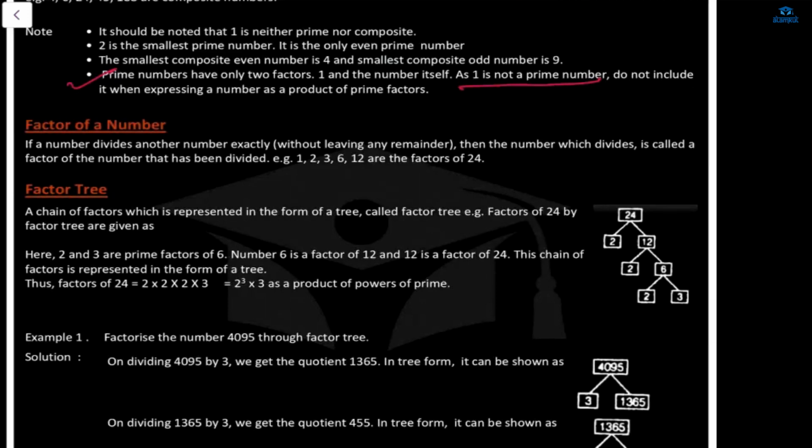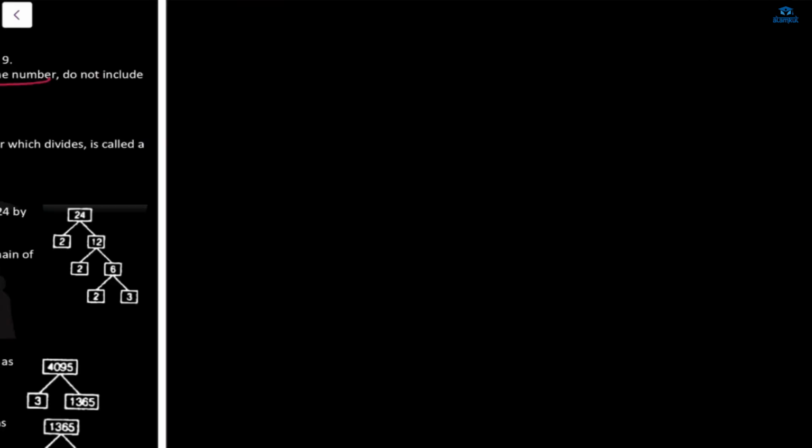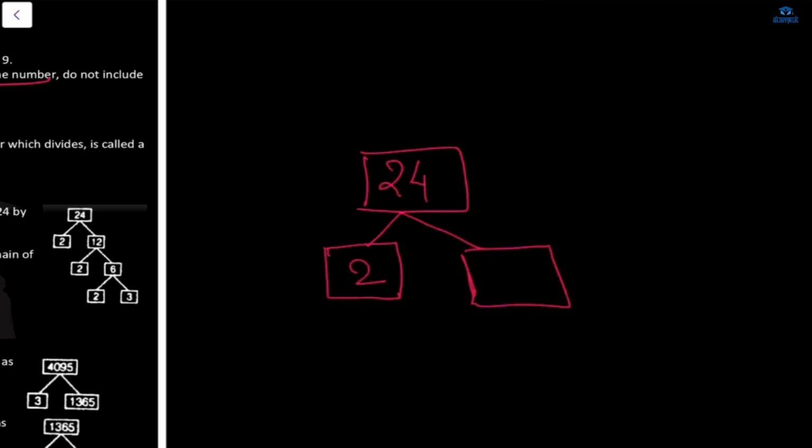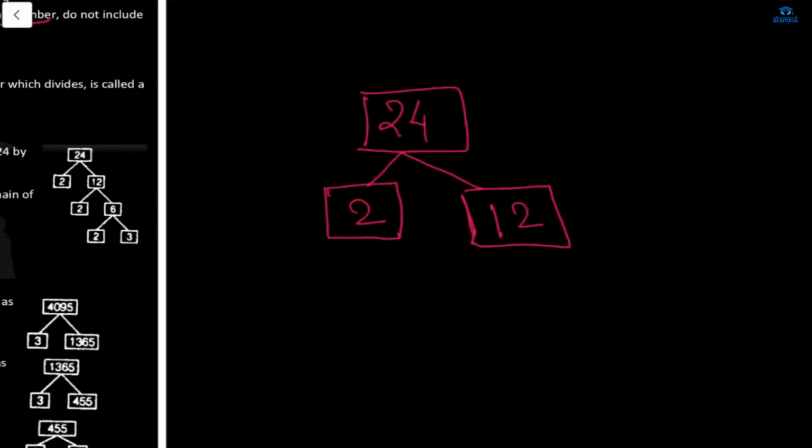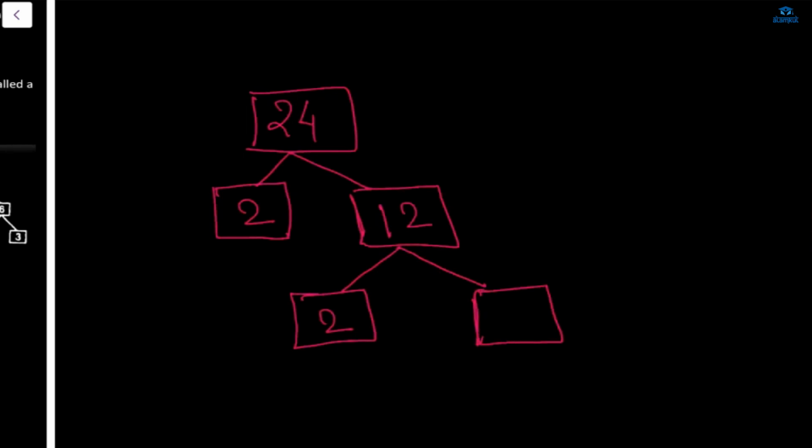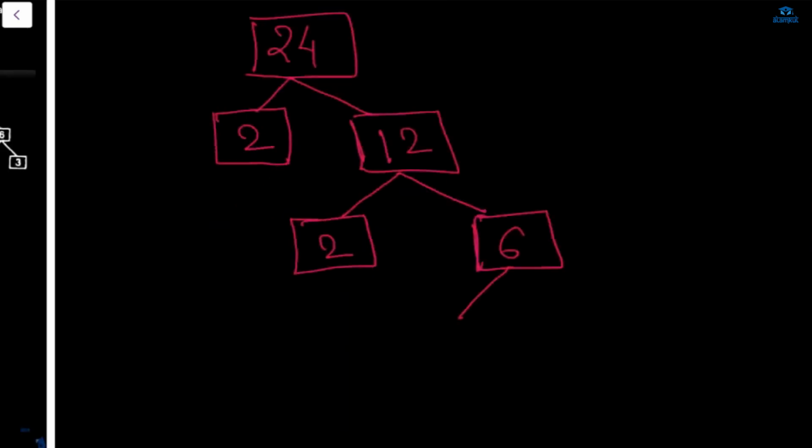Like here, 24 is there. Which number are we going to divide by? We are going to represent it with prime factors. So obviously, it is divided by 2. So 2, and the next number will be 12. Now 12 can again further be divided. The smallest factor is again 2, then the next factor is 6. 6 can again further be 2, 3. Now these 2 and 3 do not have any further factors.